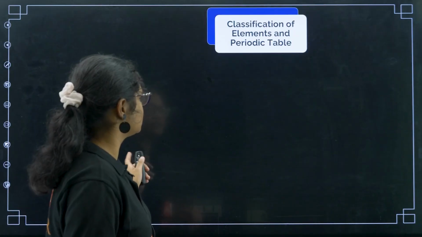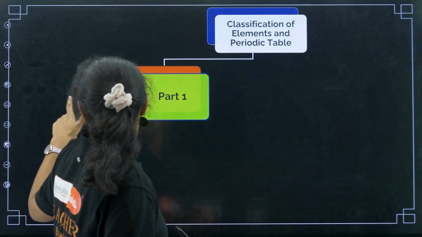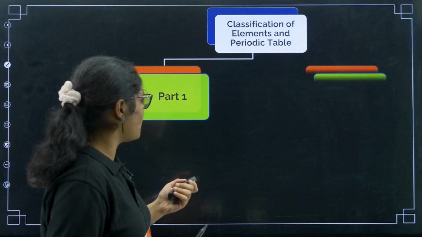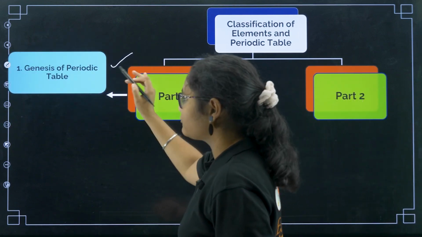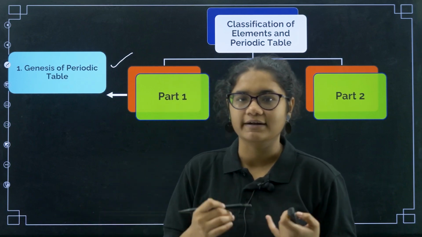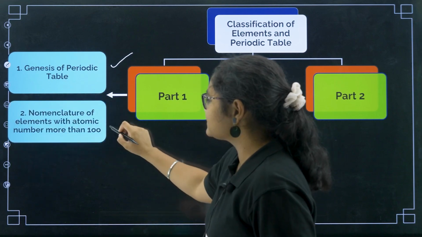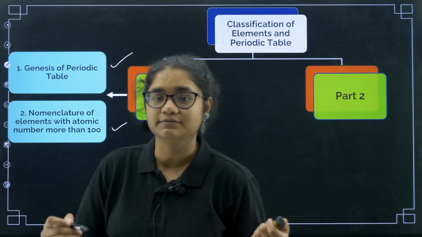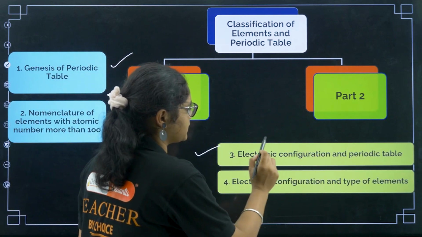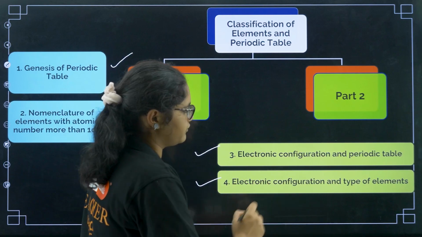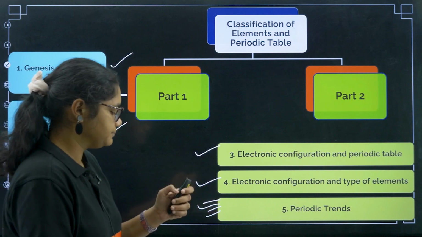Let us go to the, so you know we are doing this chapter in two parts, okay? Part 1 we have already completed, in which we discussed the genesis of the periodic table, where we talked about Dobereiner's triads, law of octaves, Mendeleev's periodic table and the modern periodic table, right? Then we discussed nomenclature rules for elements with atomic number more than 100. In today's lecture we are going to cover electronic configuration and periodic table, electronic configuration and type of elements, and the very important periodic trends, okay?